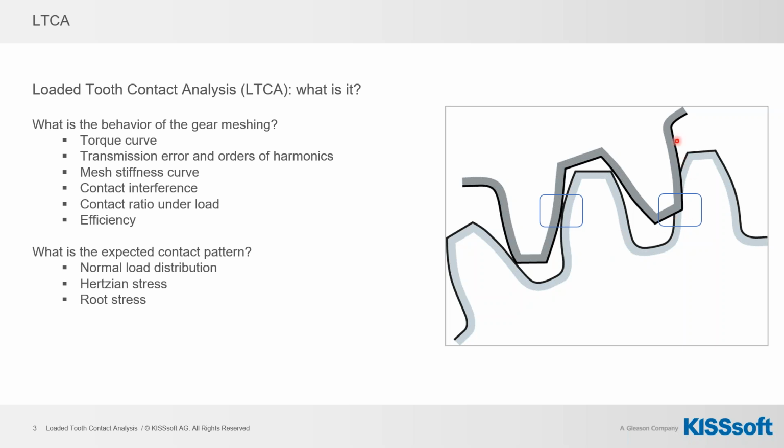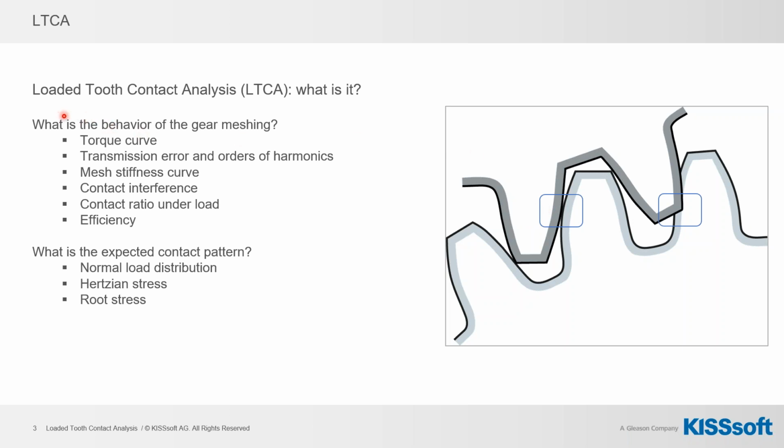Now, as you can see, since our teeth are deforming, we can see some interesting effects. For example, what we can see here is the so-called contact shock. Because of the deformation, we have a contact shock here, and obviously we want to avoid it in our final gear design. On the other hand, you can see that since the teeth are deflecting, our contact ratio under load is always higher than the nominal one.